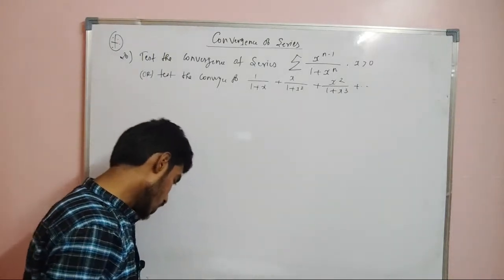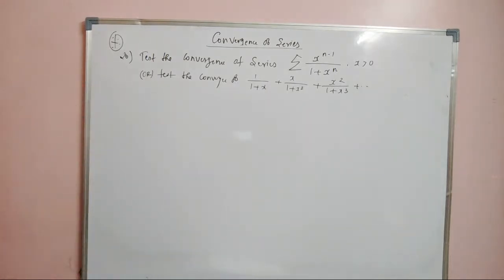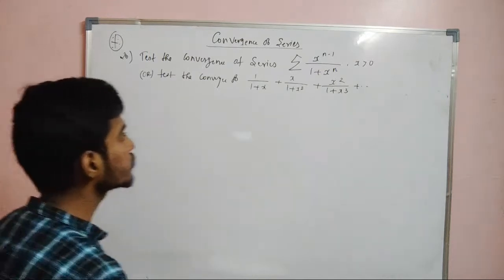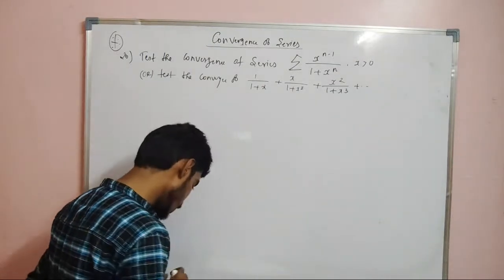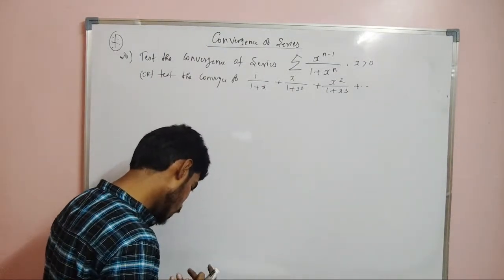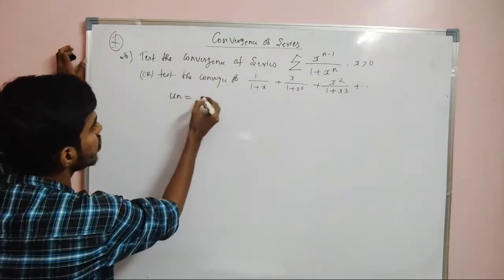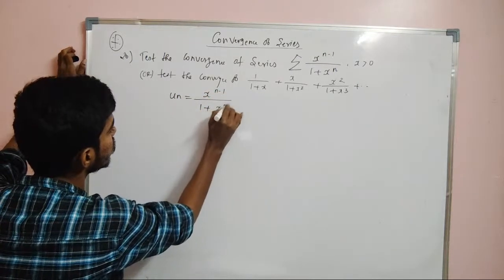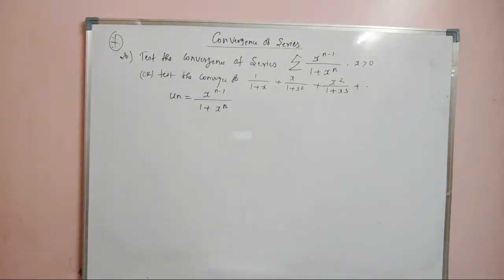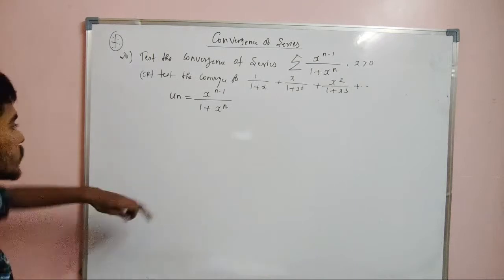Actually the first time we are seeing x, right? First time we are seeing x. So all the previous problems we were only dealing with numbers. So here we have x. So x power n minus 1 divided by 1 plus x power n. So we're going to split this into 3 cases, right? So here we have Un, so we have Un is x power n minus 1 divided by 1 plus x power n, right? So we divide this into 3 cases.